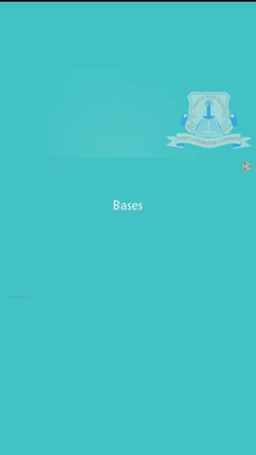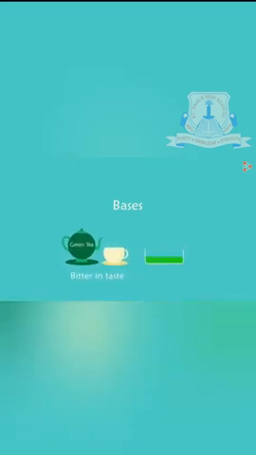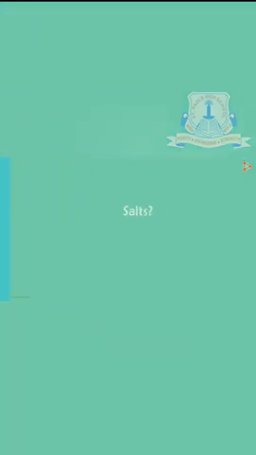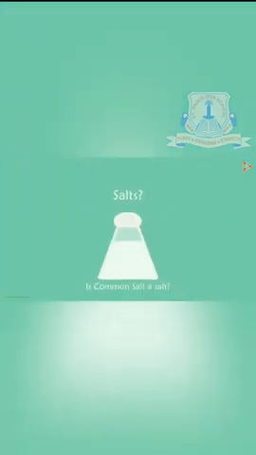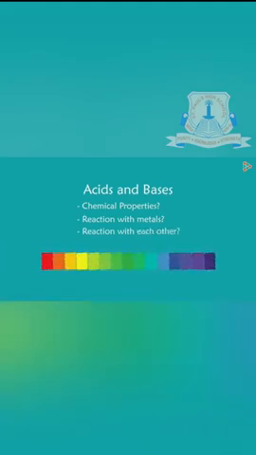Bases. Bases are opposite to acids. They have a bitter taste and they always turn red litmus to blue. Sodium carbonate, that is washing soda, and lime, that is calcium oxide, are examples of bases. Salt, one of the most common examples. Now let's see acids and bases. We have to study their chemical properties, how they react with metals and with each other.